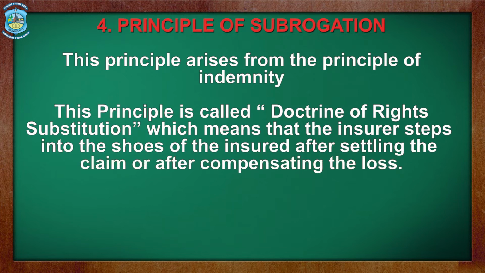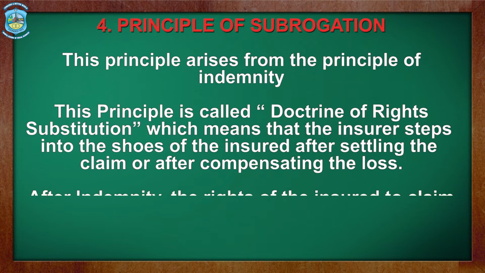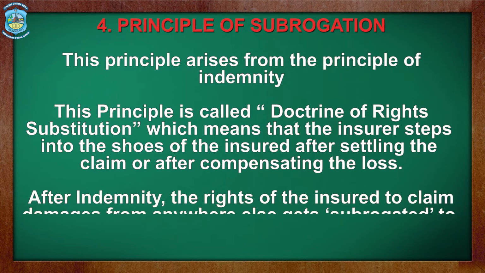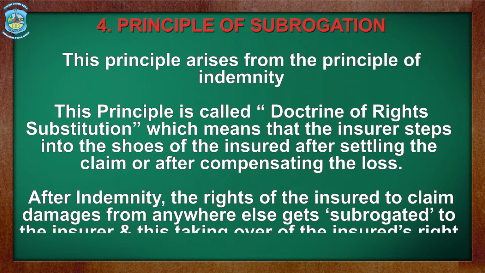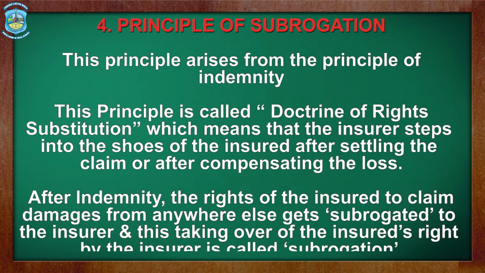After indemnity, the rights of the insured to claim any damages from any third party get subrogated to the insurer. And this taking over of rights of the insured by the insurer is called subrogation. In simple words, once the compensation has been paid by the insurer to the insured, the rights of ownership of the property will shift from the insured to the insurer. So the insured will not be able to make any profit from the damaged property or sell it.